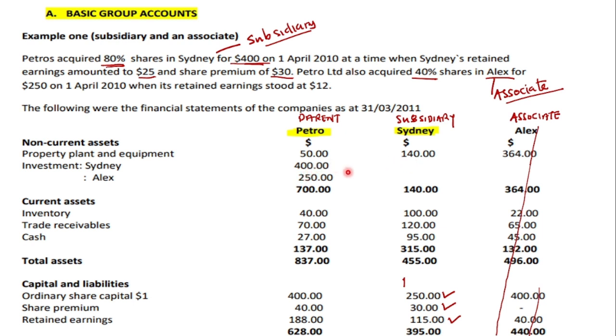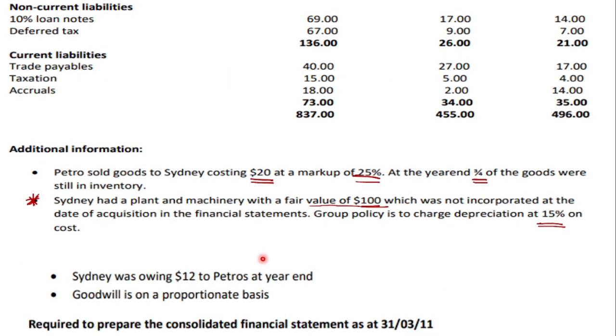Now let's also go down there on the notes below. The last bullet point says goodwill is on a proportionate basis. Okay, so on a proportionate basis. I'll explain what that means. So now we can go back to our solution.